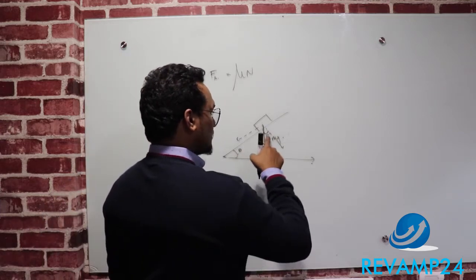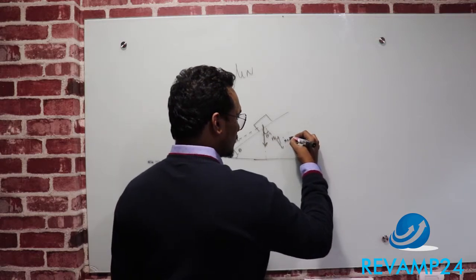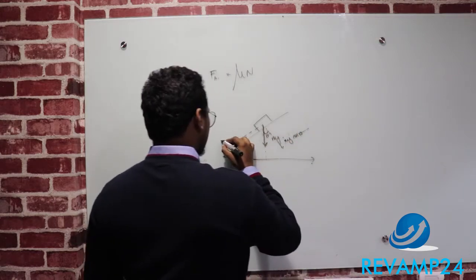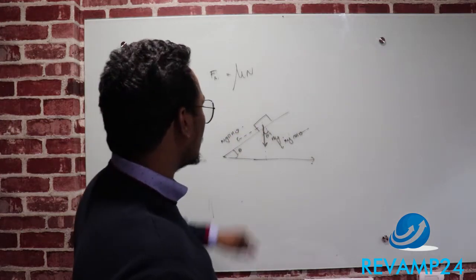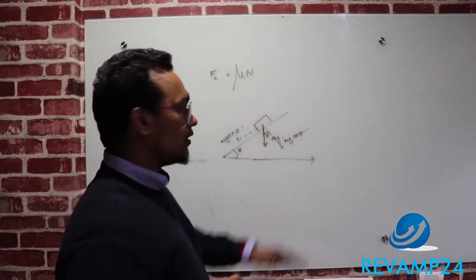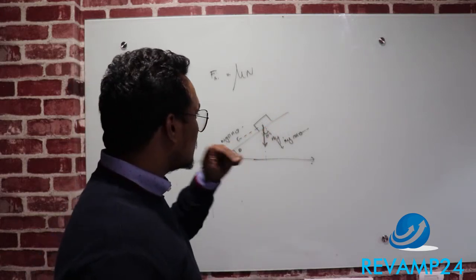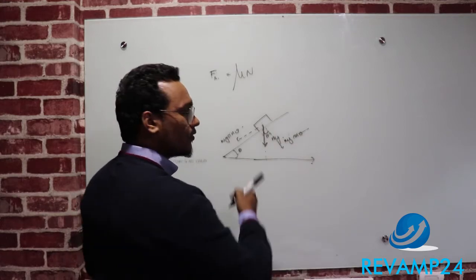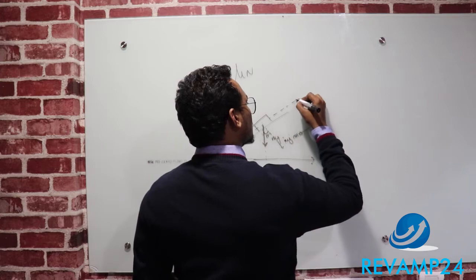So if this angle is theta, and this is mg, this will be mg cos theta, and this is mg sin theta. Now you will come to know what force is driving the object along the slope, that is nothing but the mg sin theta component. But the problem here is whenever there is a force that makes relative motion, there will be a friction opposing that motion.